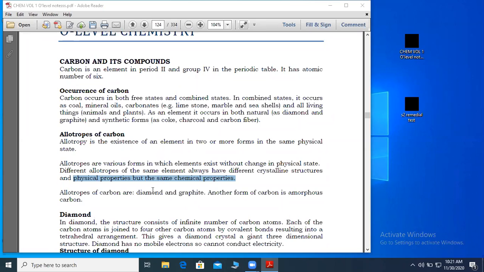Allotropes of carbon are, as I had already told you, the different ways in which carbon can exist. Common allotropes of carbon are diamond and graphite. Now, diamond and graphite, you should be careful. These ones are crystalline allotropes.